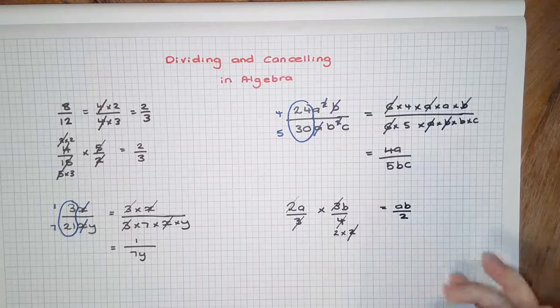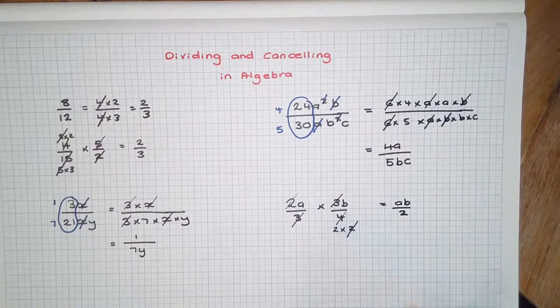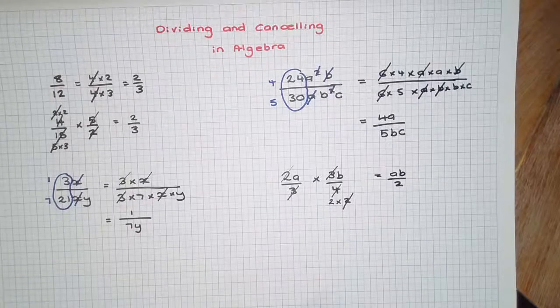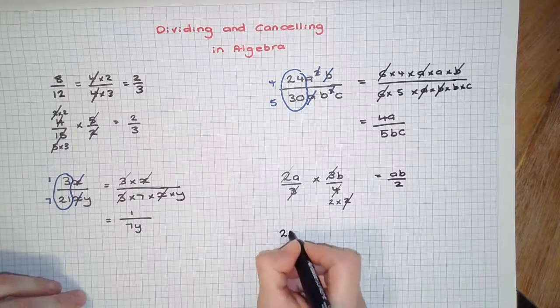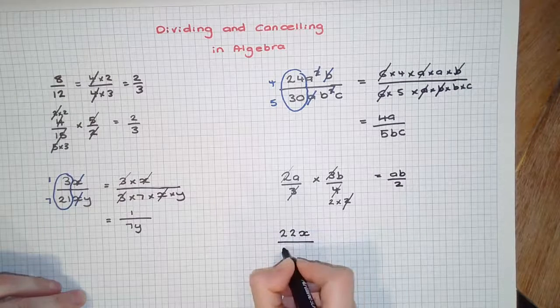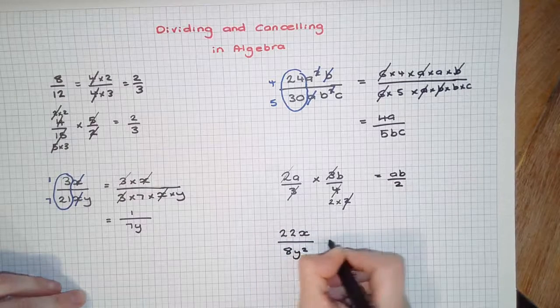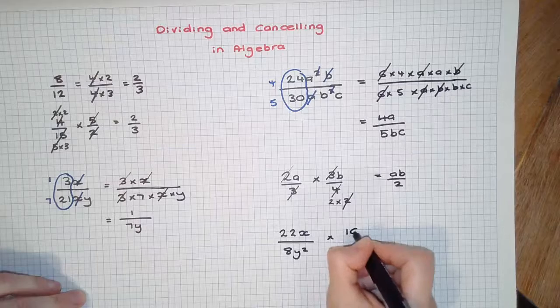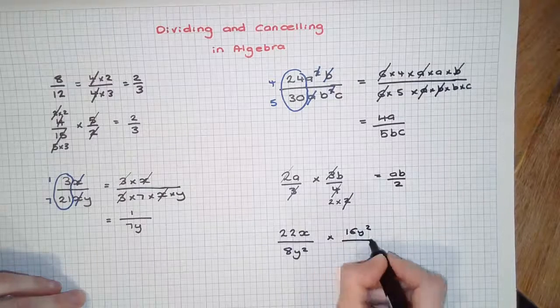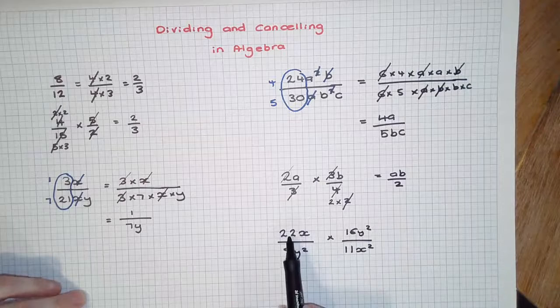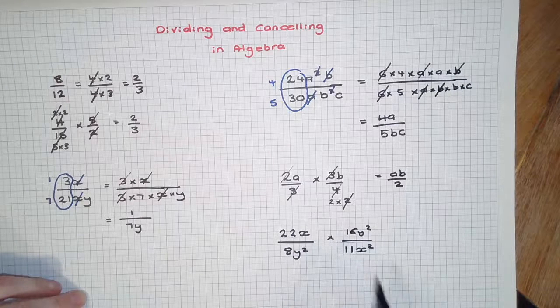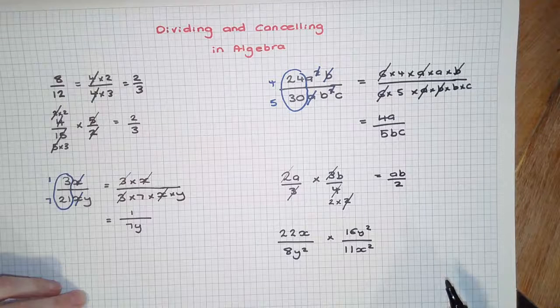That can be a lot quicker to do than actually multiplying it out and simplifying. Let's just do one more of those. That's a little bit harder. 22x over 8y squared times 16y squared over 11x squared. Now I know that I don't want to have to multiply 22 and 16 and then simplify, so cancelling is definitely going to be the best option.